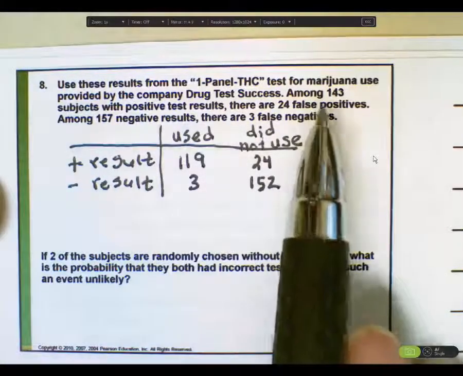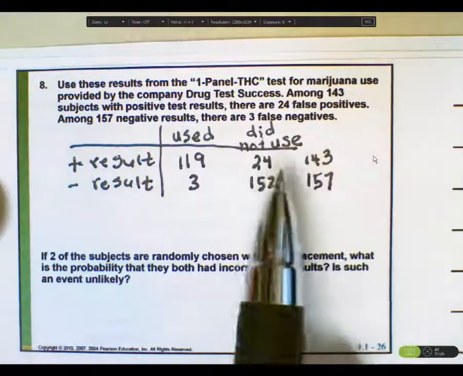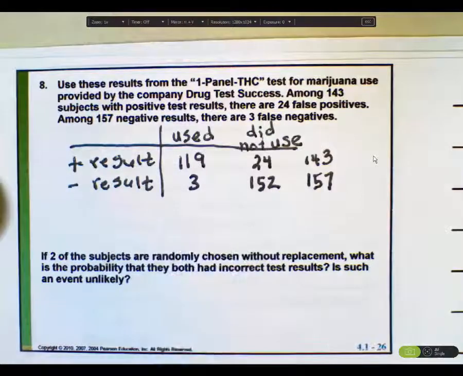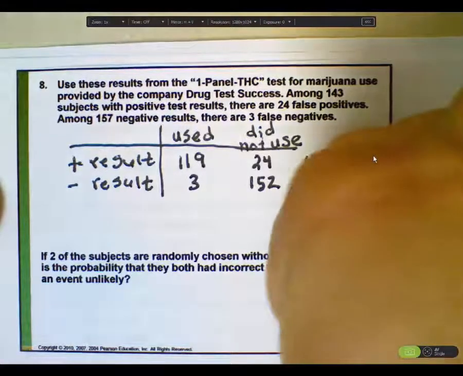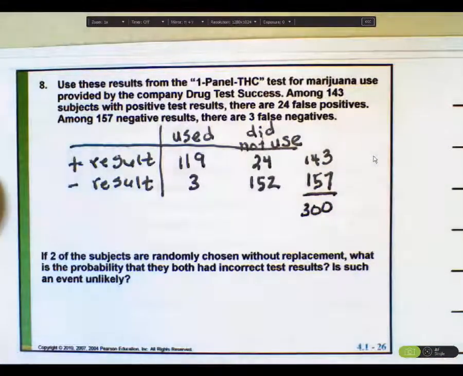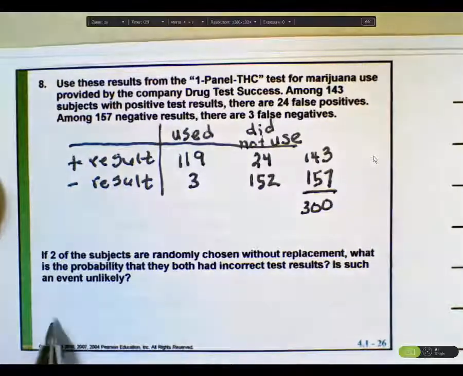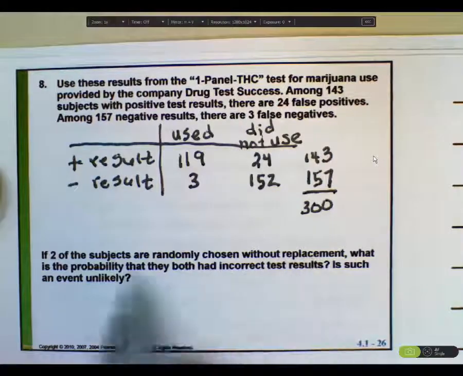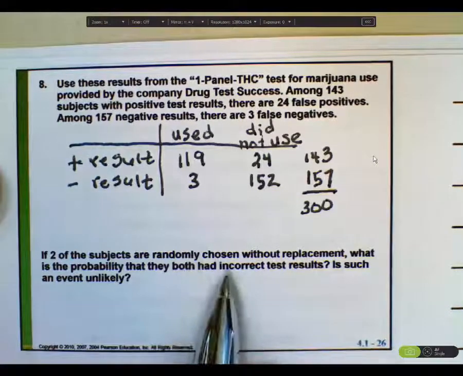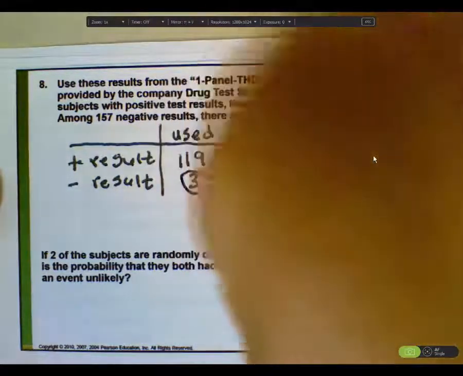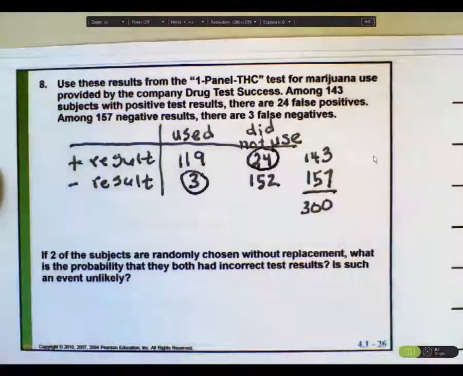Just make sure you understand the 143 is the total positives, not just one of these two columns, and the 157 is the total negatives. And by the way, you could add those and find out you had a total of 300 people who took the test. So the question is, if 2 of the subjects are randomly chosen without replacement, what's the probability that they had incorrect results? The incorrect results were those false negatives and those false positives. So 27 people had the incorrect results.